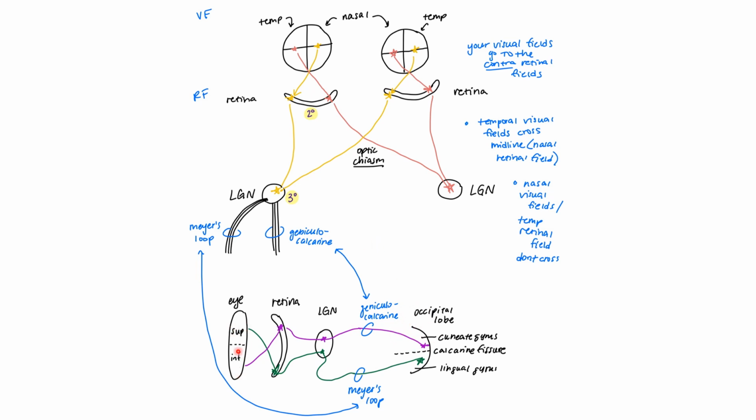And so that's better illustrated with this one. So remember, your superior is going down, inferior is going up onto the retina, and that's what stays high. So when I say stay high, I'm not talking about your visual fields. I'm talking about your retinal fields. And it's just going to cross just like that.